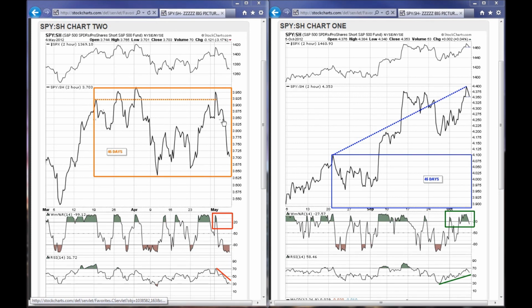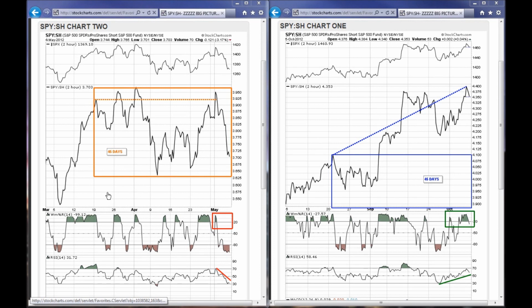This is a 45-day box. You can see in the present day, the ratio is making higher highs and higher lows. This is a clear uptrend for longs relative to shorts. So this ratio in the present day, as of the close on October 5th, looks quite a bit healthier than the 45 days leading up to this peak in May of 2012.